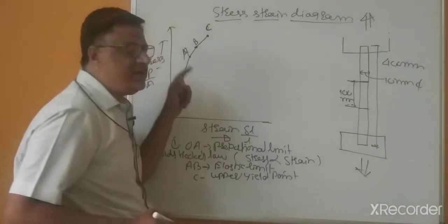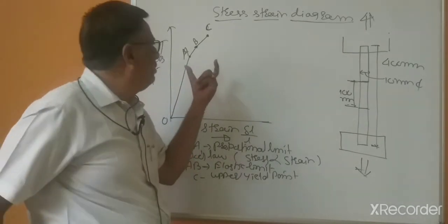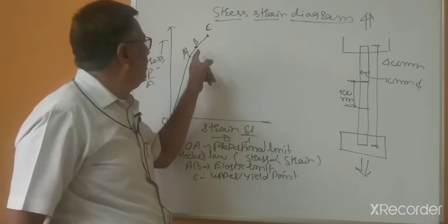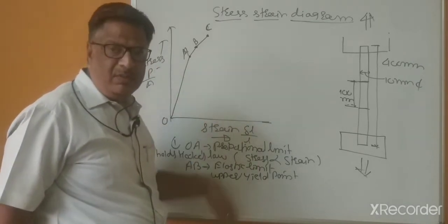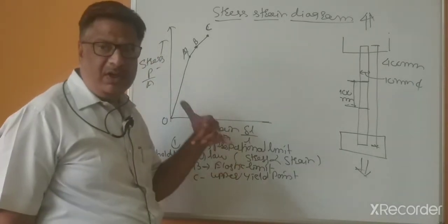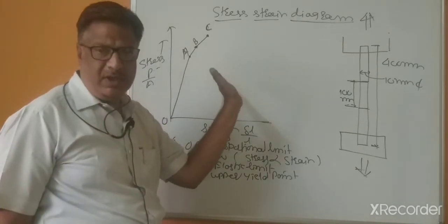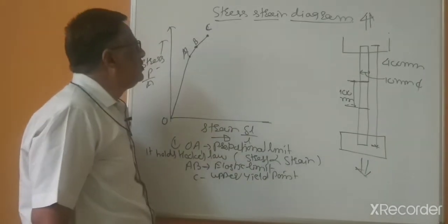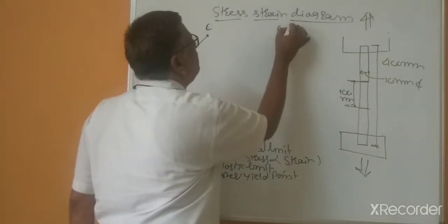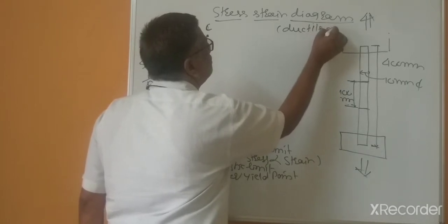Up to point C if we are applying the force, what happens is that beyond point B the material goes into the plastic state and will not regain its original shape and size. Up to point B the material will regain its shape and size. So this is for ductile material. We are seeing these graphs for ductile material.